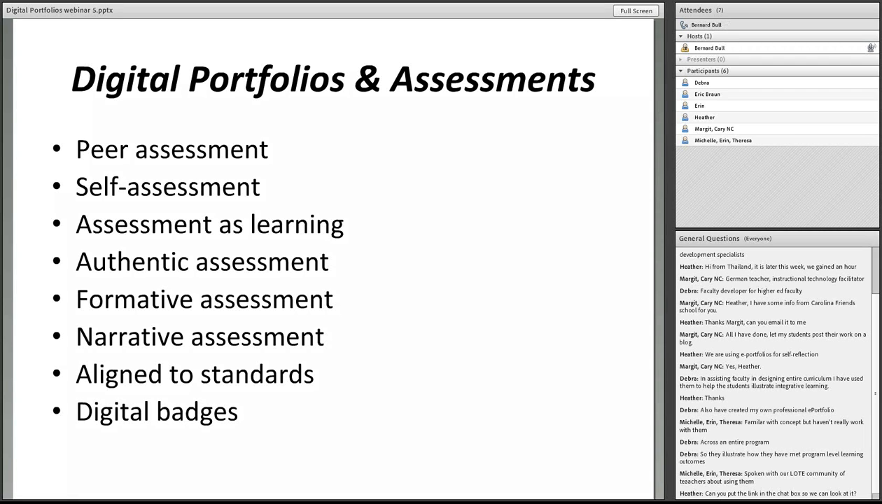Formative assessment is a big part because usually learners with digital portfolios are collecting their work, evaluating it, refining it, getting more feedback, refining it further until they think it's ready to go into their portfolio.